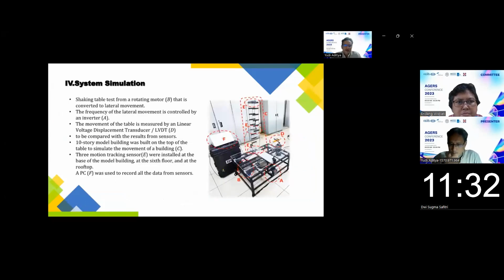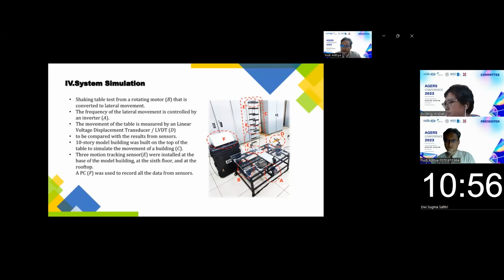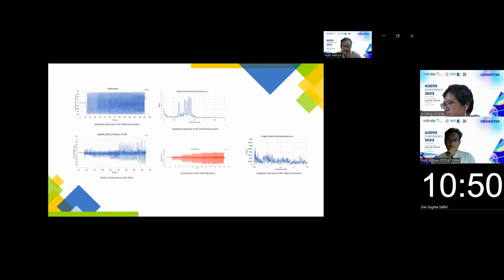For the system simulations, we use motion tracking sensors equipped with data loggers, triggered simultaneously by a common switch across loggers to start at the same time. Each logger sends the data to a common system with multiple supports, with individual timestamps. The system is attached to a shaking table, which is converted to lateral movement. The frequency of lateral movement is controlled by an inverter, then measured by an LVDT to be compared with the result from the sensors. A torsion model building was built on top of the table to simulate the movement of the building.